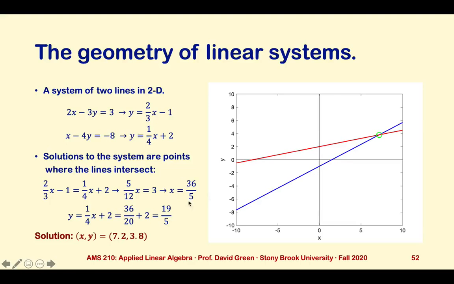Then plugging that value of x into either of these equations, the second one is pretty easy. Plugging 36/5 into 1/4 x plus 2 gives us 19/5. So 36/5, or 7.2, and 19/5, or 3.8, is where that point is. That is a geometrical interpretation of what it means to have a system of 2 equations and what the solution means.